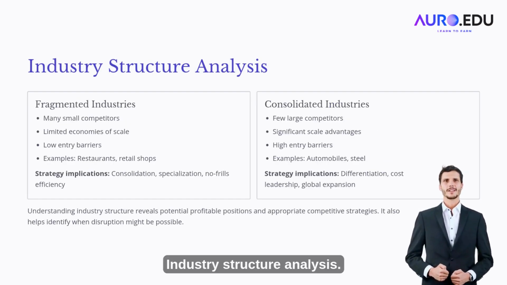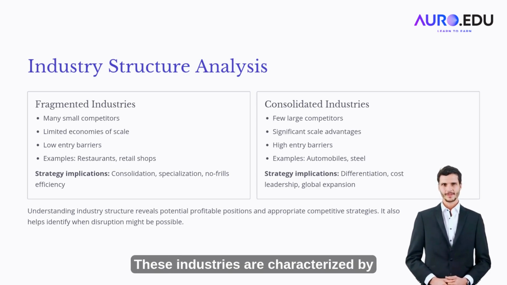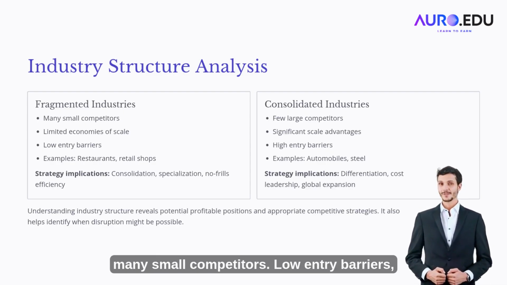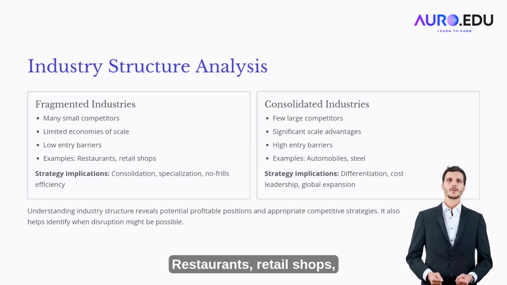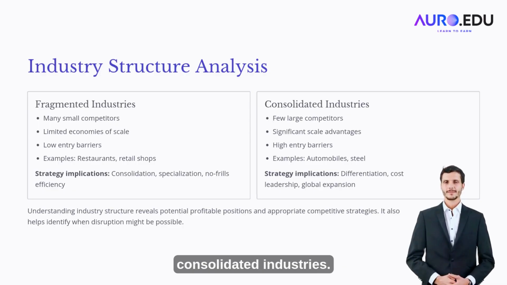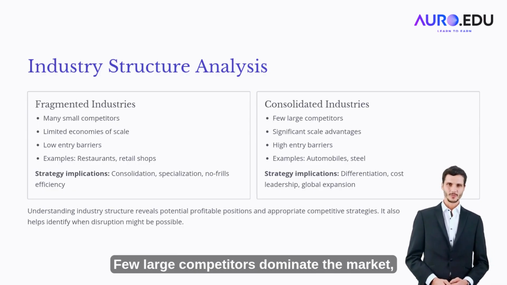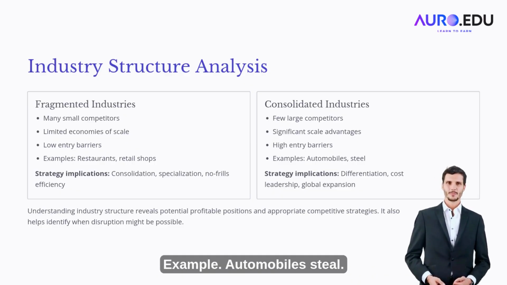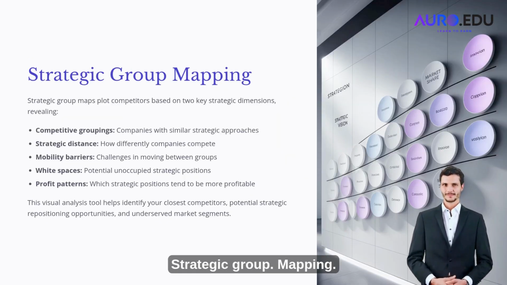Industry structure analysis. Fragmented industries. These industries are characterized by many small competitors, low entry barriers, and limited economies of scale. Example: restaurants, retail shops. Consolidated industries. Few large competitors dominate the market, benefiting from economies of scale. Example: automobiles, steel.